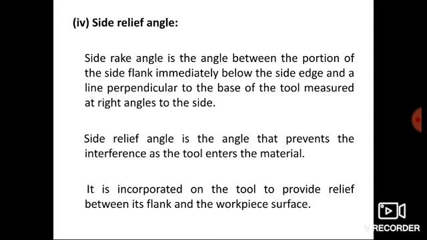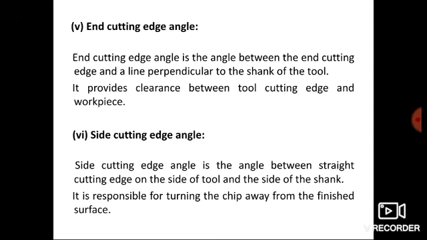Next is the side relief angle. The side relief angle is the angle between the portion of the side flank immediately below the side edge and a line perpendicular to the base of the tool, measured at right angle to the side. The side relief angle prevents interference as the tool enters the material. Then the end cutting edge angle, which is the angle between the end cutting edge and a line perpendicular to the shank of the tool. This we have already discussed. And the side cutting edge angle is the angle between the straight cutting edge on the side and the side of the shank.